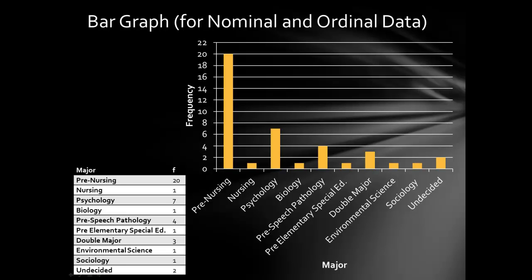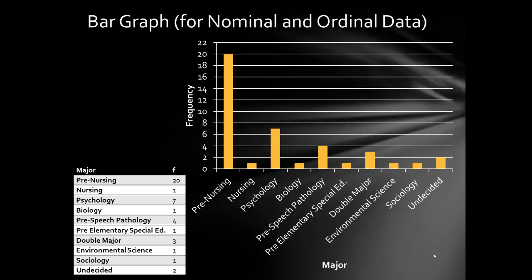So one of the main reasons to put data into a frequency distribution table is to use that frequency distribution table to create a frequency distribution graph. This makes it easy to detect the shape of the data, which we'll talk about here in a little bit.